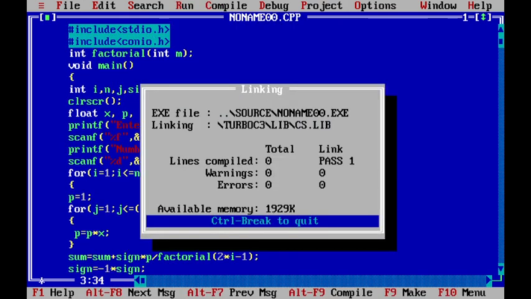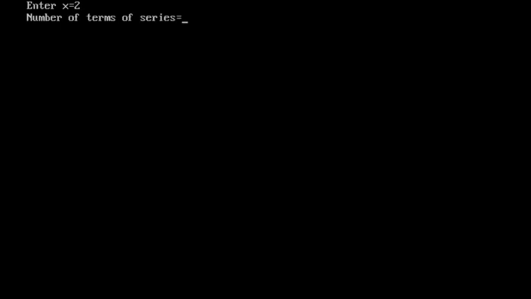Now if we run here and if we take say x is 2 and number of terms say 4, then you will get the sine 2 is 0.903937. If we run one more time, say sin x, with x equal to 2.1 and number of terms say 4, then you can see here sin 2.1 is 0.861106.